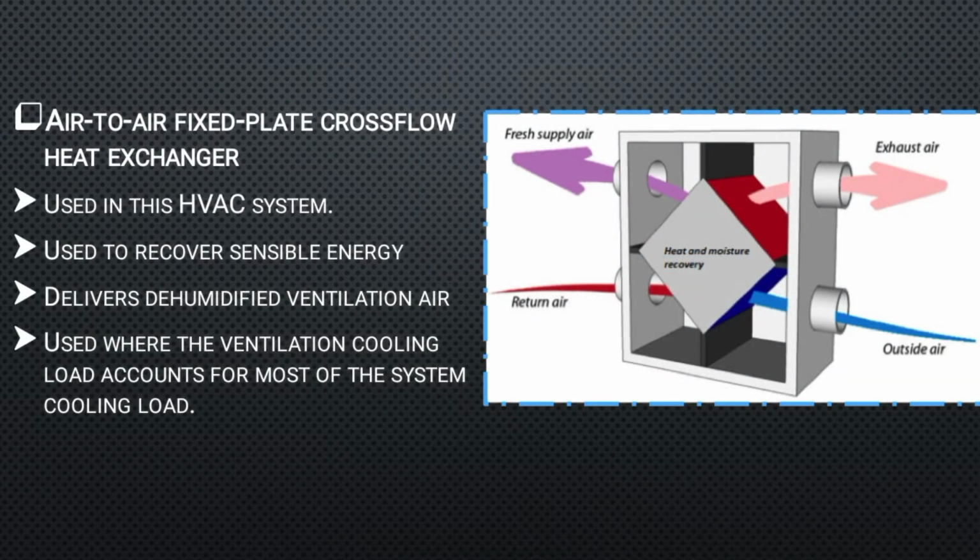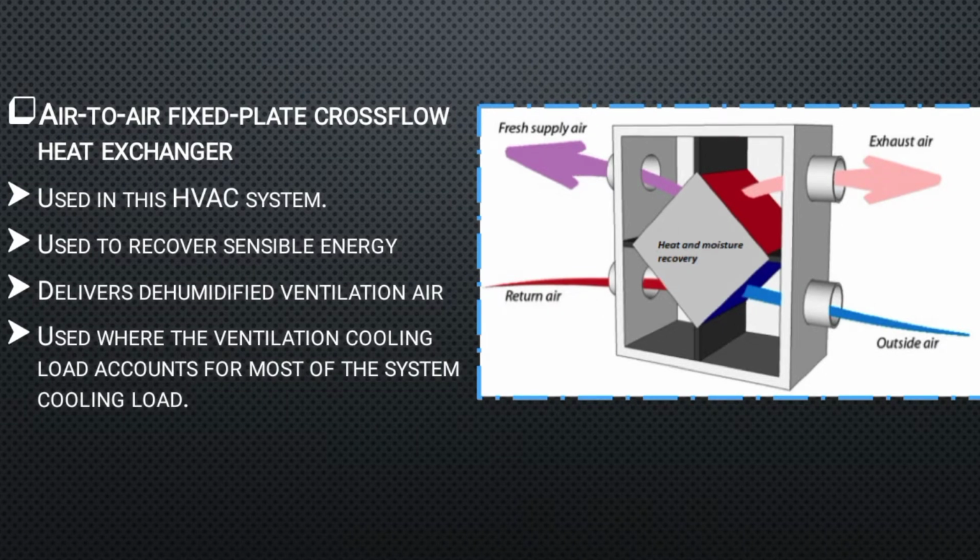The air-to-air fixed plate cross-flow heat exchanger is used in this HVAC system. It is used to recover sensible energy, delivers the humidified ventilation air, and it is used where the ventilation cooling load accounts for most of the system cooling load.